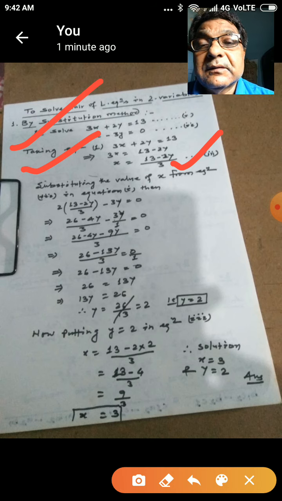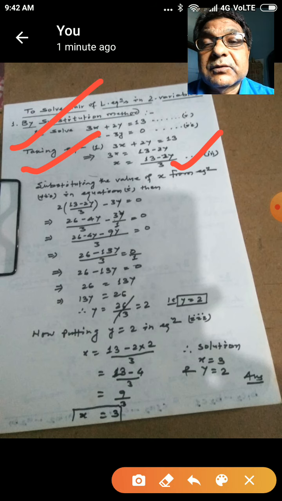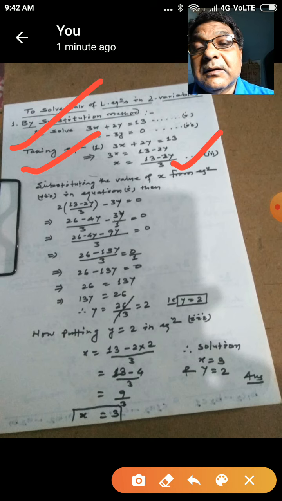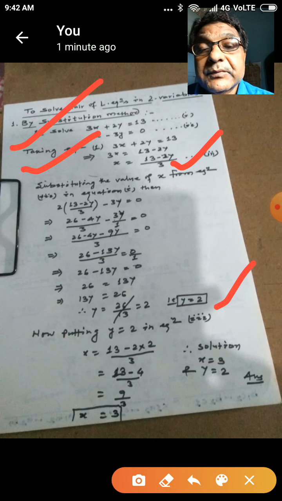Now since this value of x has been taken from equation 1, we will substitute the value of x in equation 2. So here, students, if you had taken equation 2 initially, then you would have to substitute this value in equation 1. Now substituting the value of x in equation 2, on simplification we have got y equal to 2.